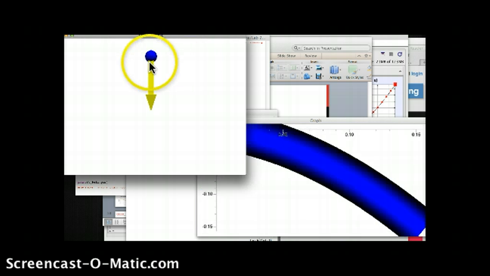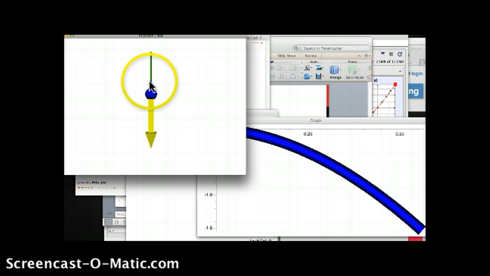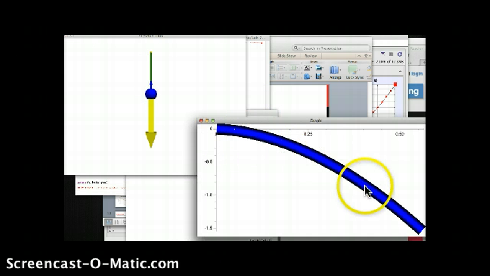The ball travels down with the weight force right here, and then the drag force arrow comes here, and you can see the graph similar to the experimental graph as an increasing slope downwards in the negative direction.